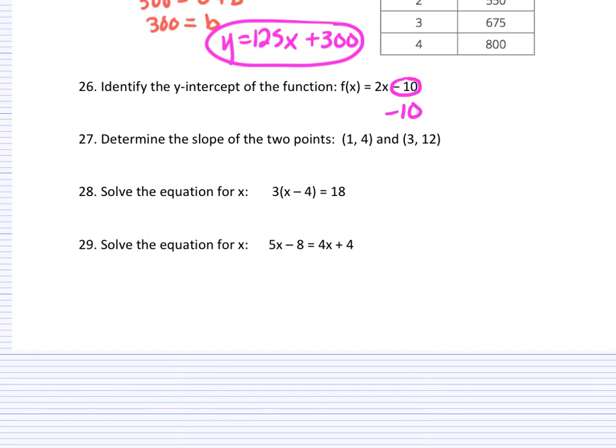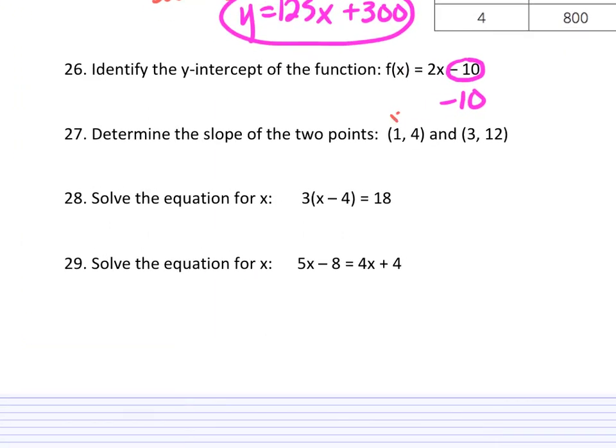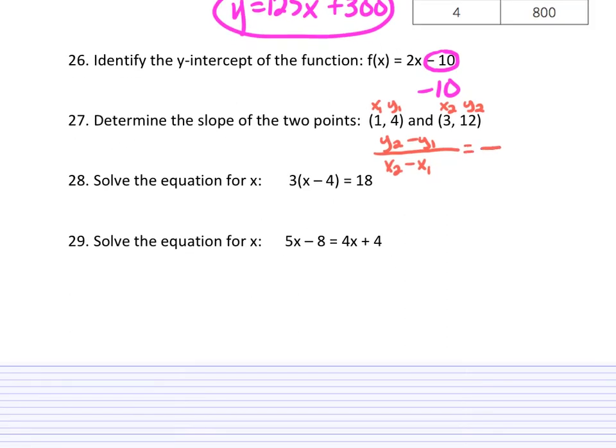Number 27, determine the slope of the 2 points. If you remember, we always label them x in point 1, y in point 1, x in point 2, y in point 2, and we plug them into this formula, y2 minus y1 over x2 minus x1. You may want to include that on your note card. When I plug them in, I'm going to get y2, which is 12, minus y1, 4, over x2, which is 3, minus x1, which is 1. And that's going to give me an answer of 8 over 2, and 8 divided by 2 is 4. So my slope is 4.